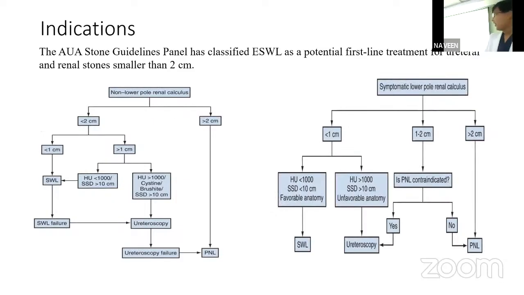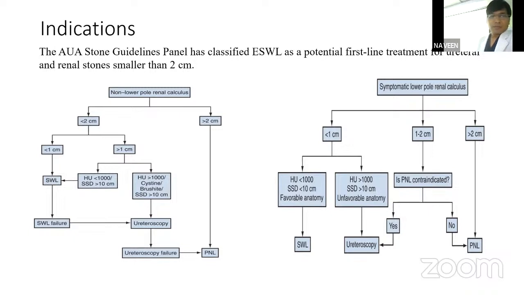So the AUA recommended guideline for ESWL. ESWL is a potential first line treatment for ureteric and renal stones which are smaller in size. For a non-lower pole renal calculus which is less than 2 centimeters in size, it can be further divided into less than 1 centimeter or more than 1 centimeter. In a stone less than 1 centimeter, shock wave lithotripsy is the first line of treatment. If it fails, we can go for ureteroscopy. If ureteroscopy also fails, we can go for PCNL. If the stone is more than 1 centimeter, we look at the HU value of the stone or the skin to stone distance.